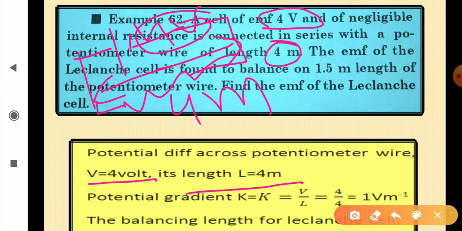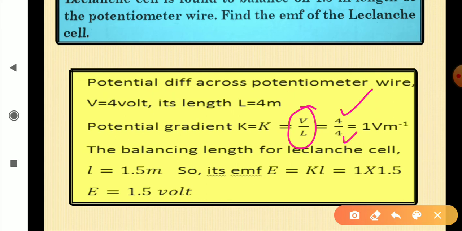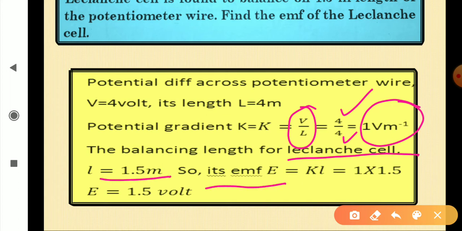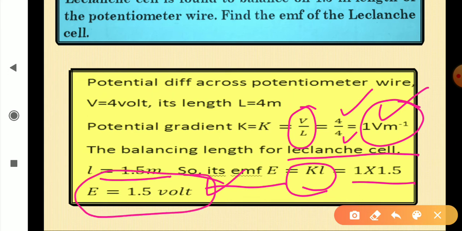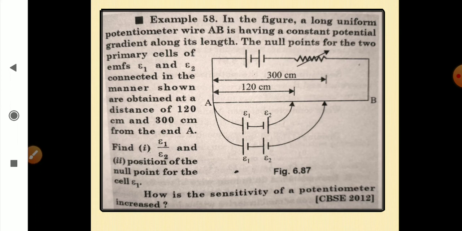So we must find out the potential gradient. The potential gradient is the fall of potential upon length. Now the potential difference across the wire is 4 volt and its length is 4 meter. So potential gradient is 1 volt per meter. Now the balancing length for Leclanché cell L is 1.5 meter. This is also given to you. So its EMF will be equal to K into L. The value of K you have just calculated is 1, and the balancing length is 1.5 meter, so you get E is equal to 1.5 volt. So EMF of the Leclanché cell is 1.5 volt. So the next problem, a very good problem.